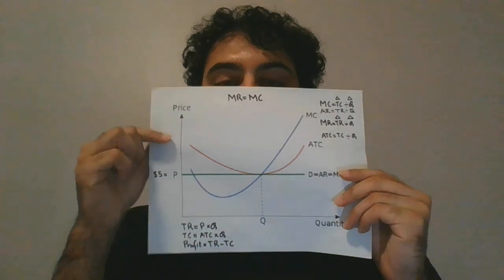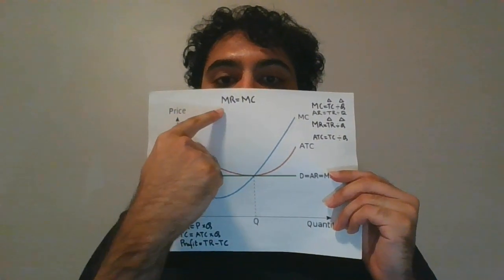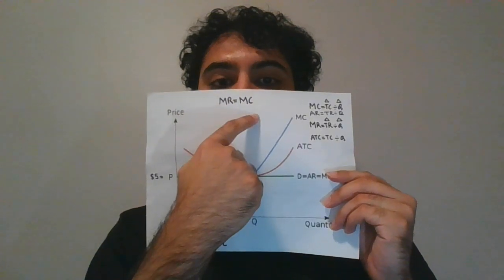Well, the profit maximizing rule is when you keep producing as long as the additional revenue is greater than the additional cost per unit. So an easier way to remember this is that you want to keep producing until MR equals MC. You want to keep producing until marginal revenue equals marginal cost.